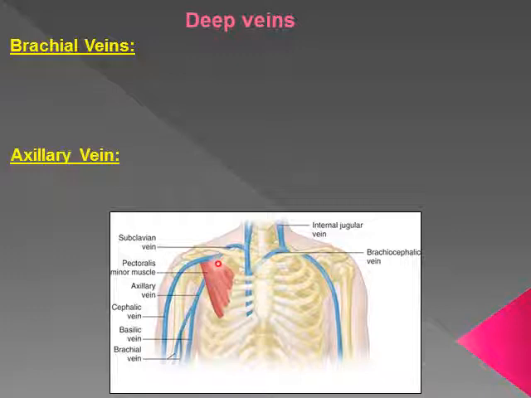The axillary vein begins at the lower border of the teres major muscle as a continuation of the basilic vein and terminates at the outer border of the first rib to continue as the subclavian vein.